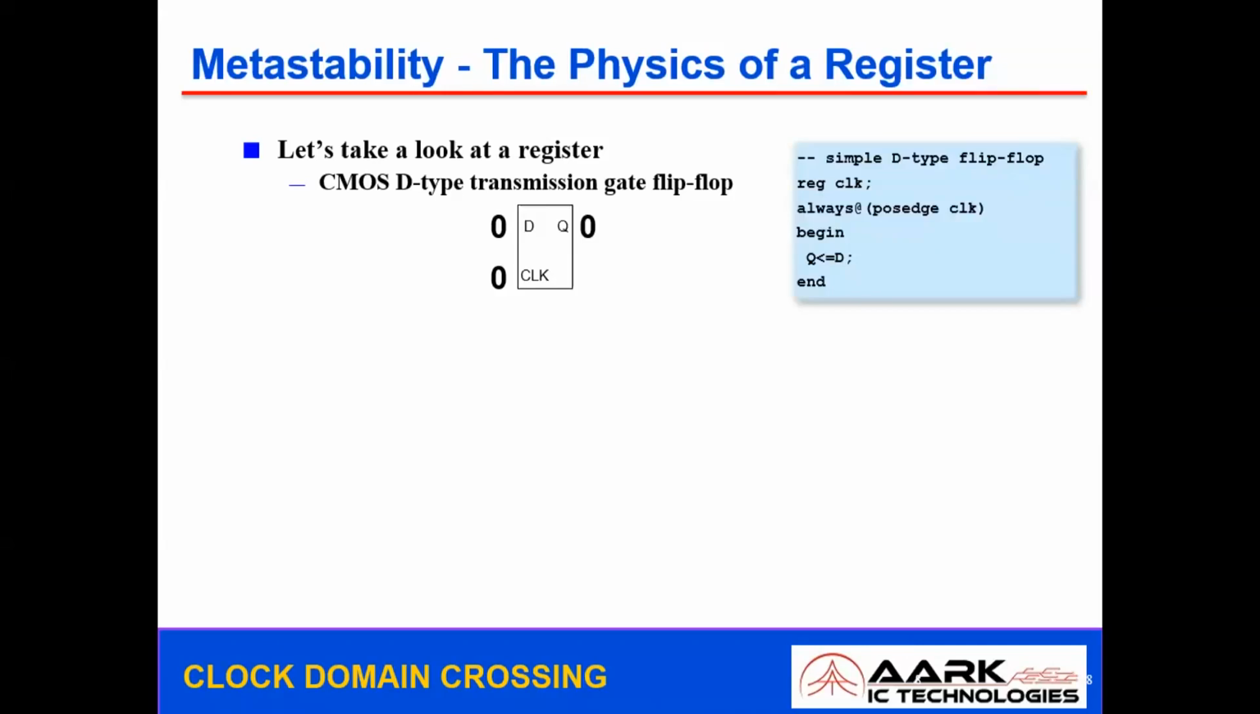Always @(posedge clock) begin Q = D. This is a simple one. There is no enable, nothing. I'm controlling only with respect to a clock.